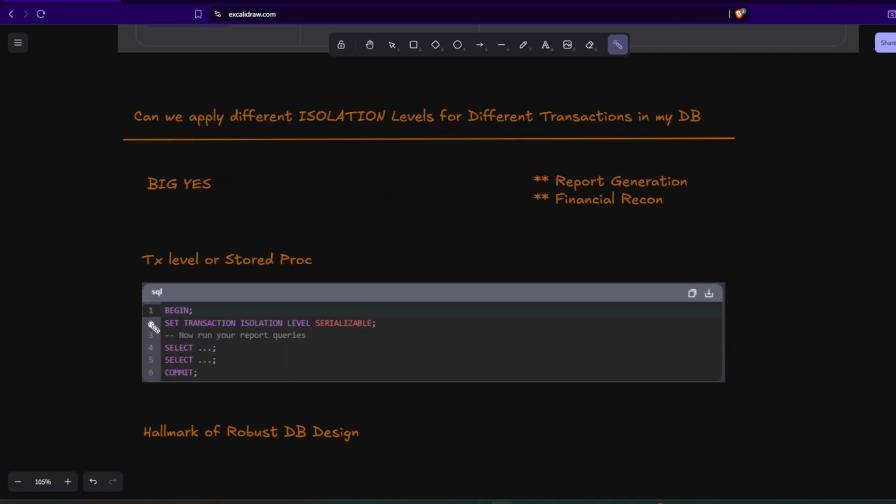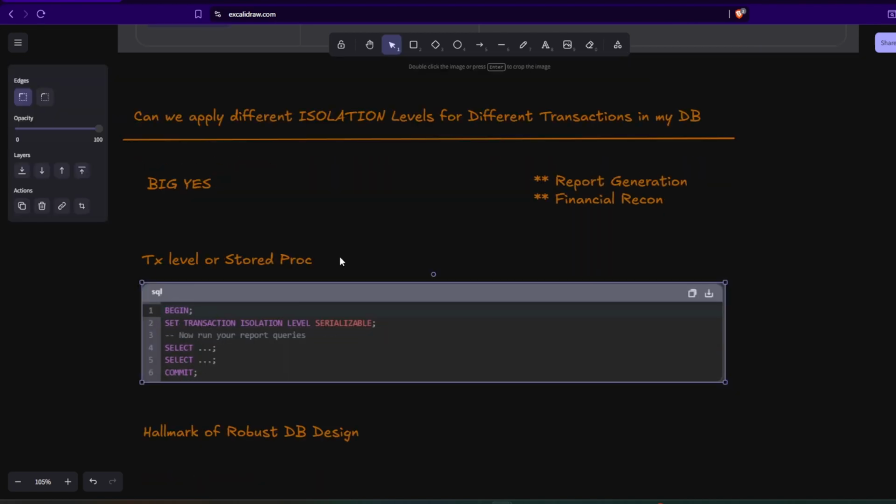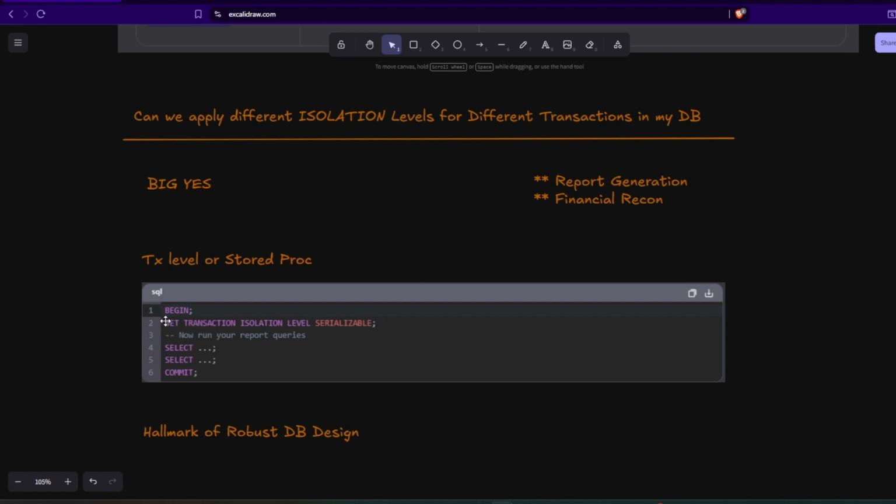For example, if I see this kind of transaction going on, at the top, this is a Postgres SQL syntax, I can set the transaction isolation level to serializable. And for any stored procedure or function that you are writing, where you want a particular isolation level, you can set it accordingly. Setting different isolation levels for different transactions, understanding your requirement, is very important, and this is a hallmark of a robust DB design.